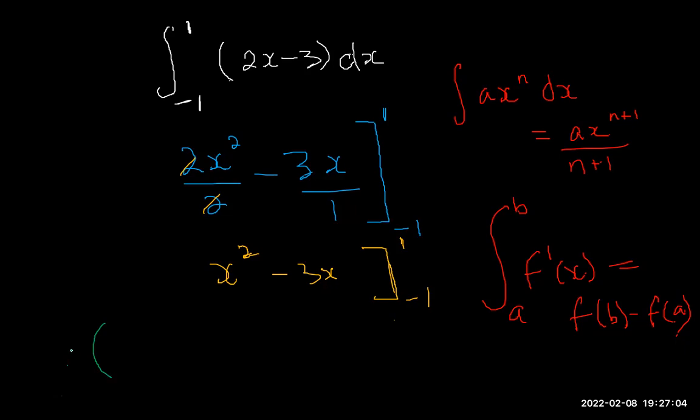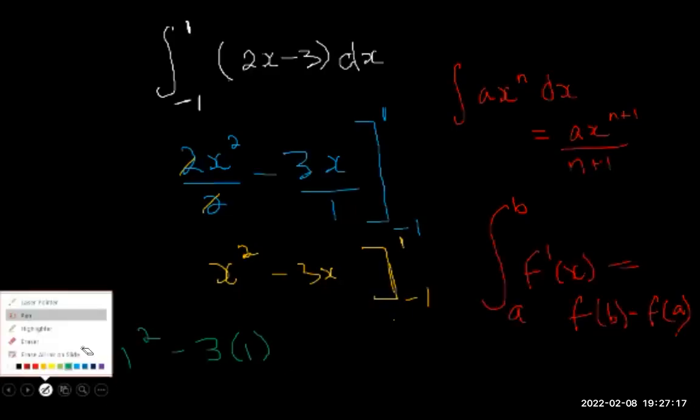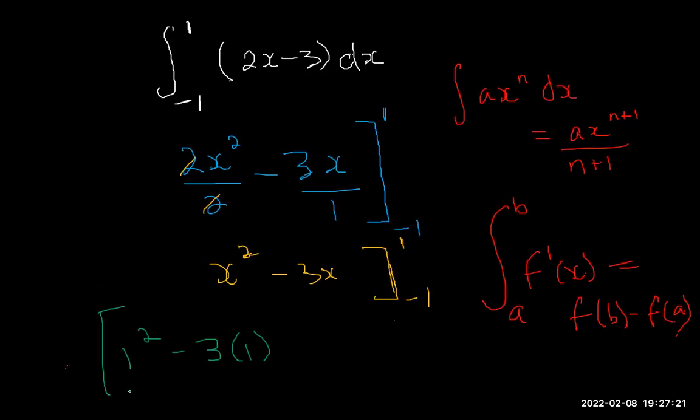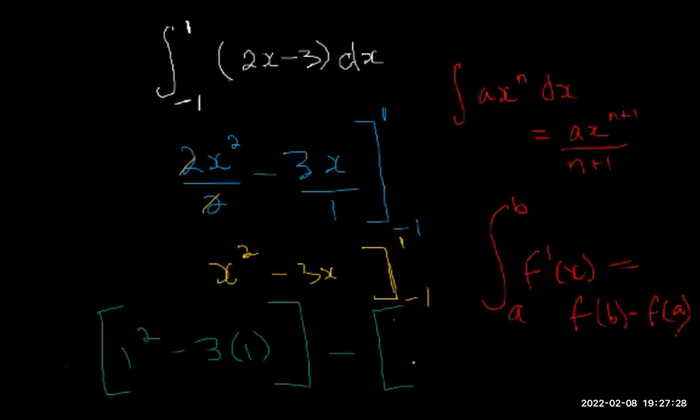Wherever I see x in this expression here, I'm going to replace it with 1. 1 squared minus 3 by 1. Let me use the square bracket. So this is my F(b), right? Minus F(a). I'm going to replace these x's with minus 1.